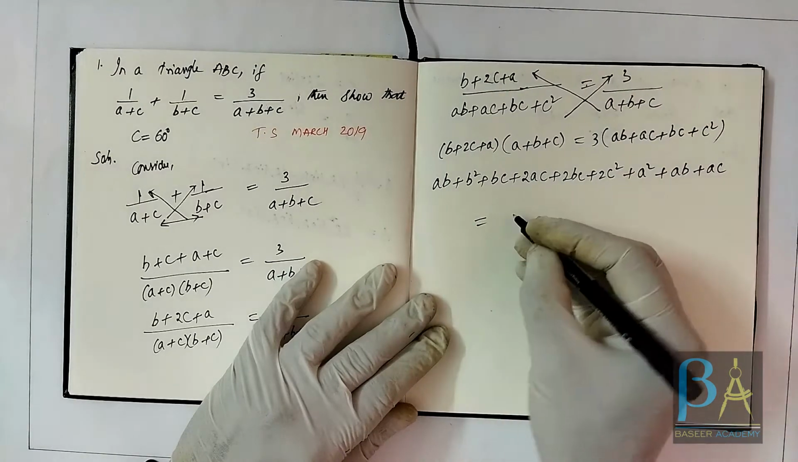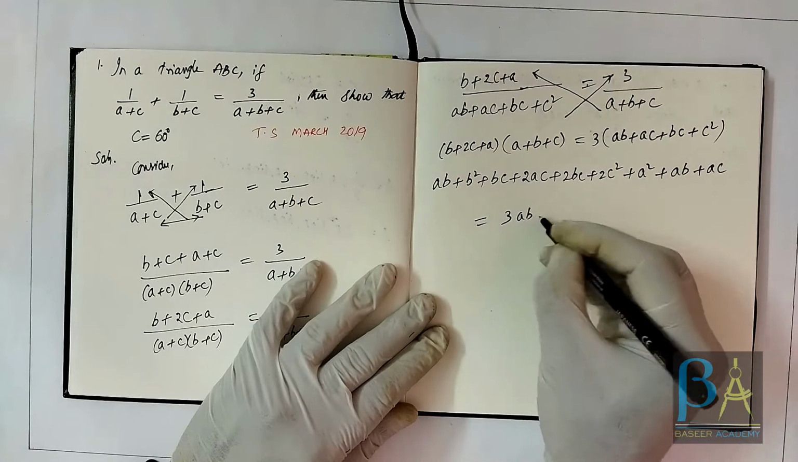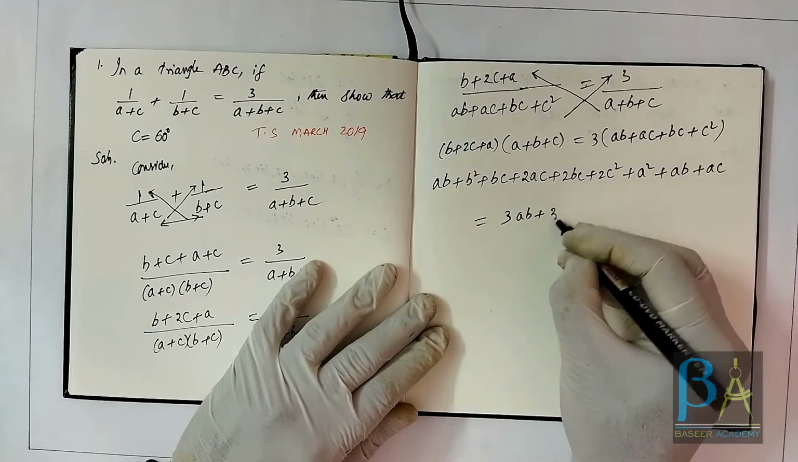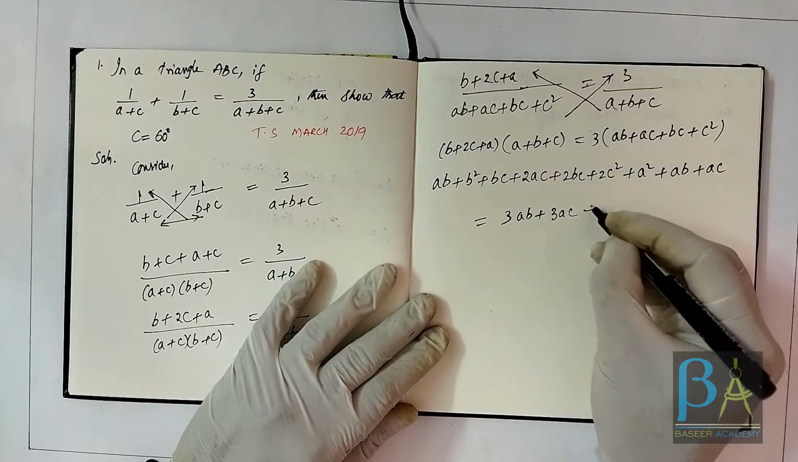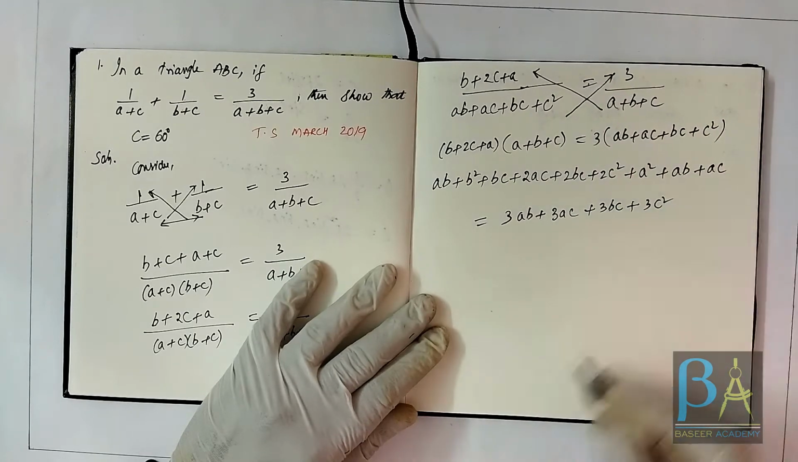Now right hand side, let me multiply with 3 and open the bracket. 3 into AB gives me 3AB. 3 into AC gives me 3AC. 3 into BC gives me 3BC. And then 3 into C square gives us 3C square.